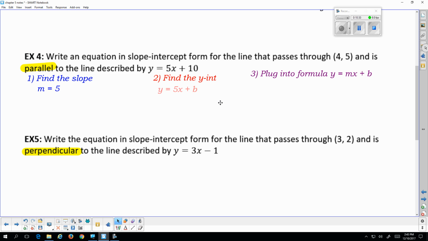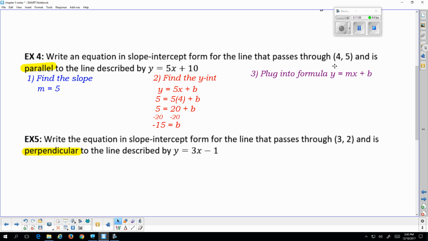We have y equals 5x plus b, but since we don't have b, we have to plug in x and y here. So I'm going to rewrite this. Instead of y, I'm going to write 5. Instead of x, I'm going to write 4. So I'm going to rewrite this as 5 equals 5 times 4 plus b. Now solve for b. When you solve for b, you should get 5 equals 20 plus b. You subtract 20 from both sides, and b equals negative 15.